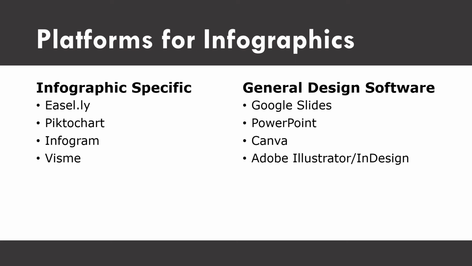Just format your slide to be however long and tall you want. You can format it to be a single letter-sized piece of paper. When you do that, you can treat Google Slides or PowerPoint as a desktop editing program and put your information on the slide and export it as a PDF. You can also use Canva, which is online and has a broader sort of general design feel, and Adobe Illustrator and InDesign if you really want to do some hardcore infographic designing.